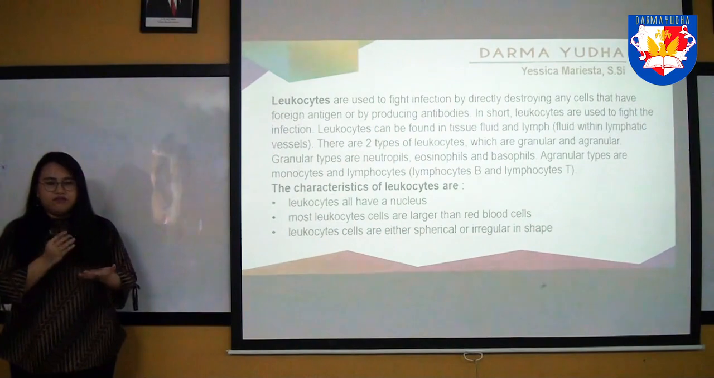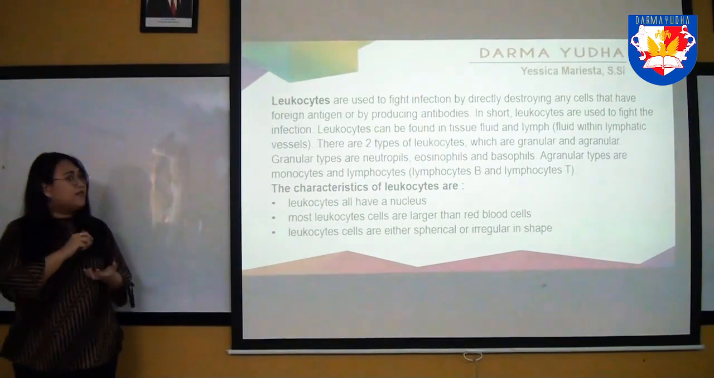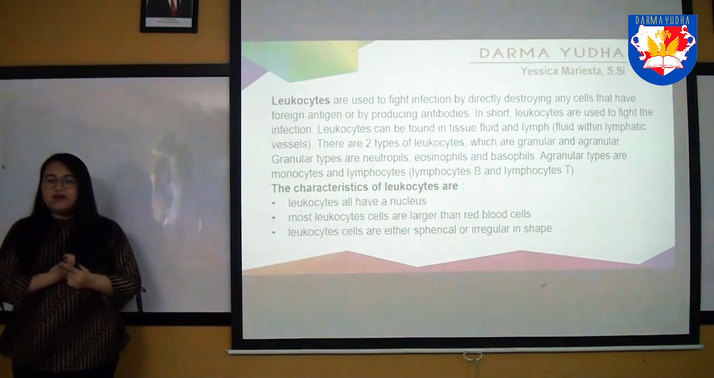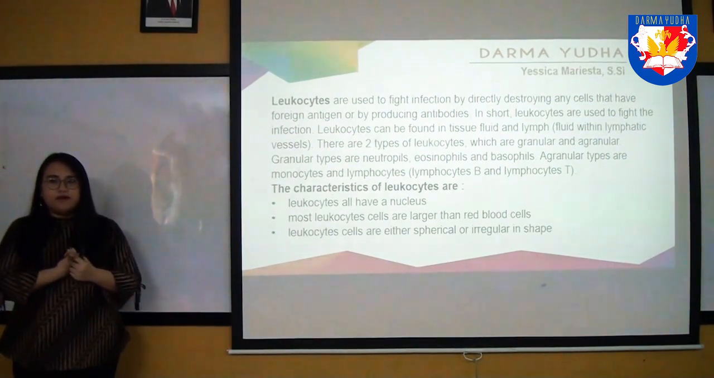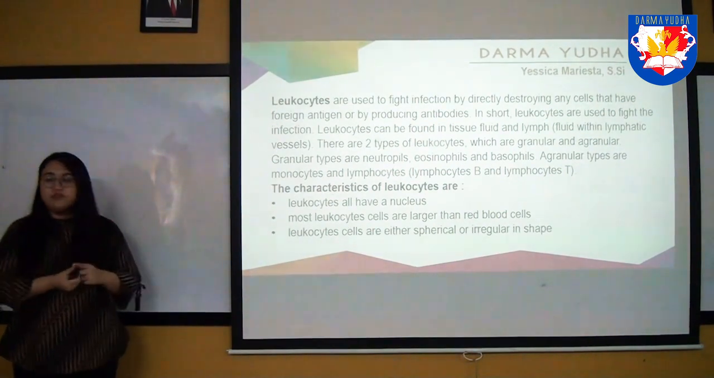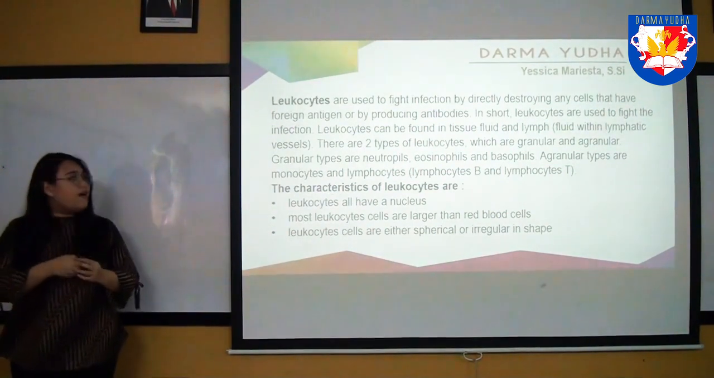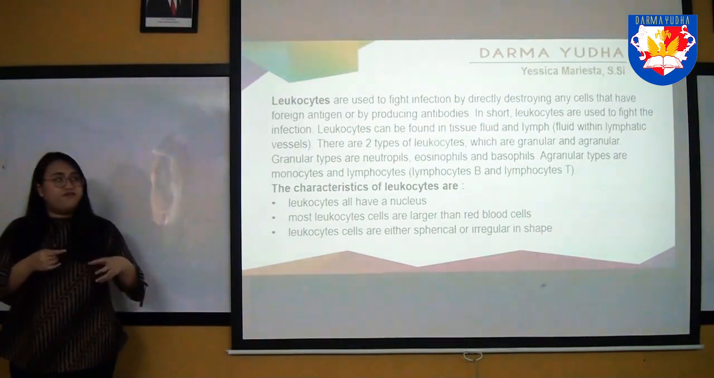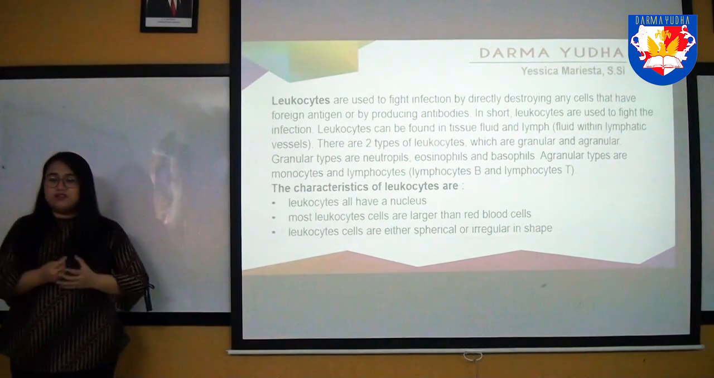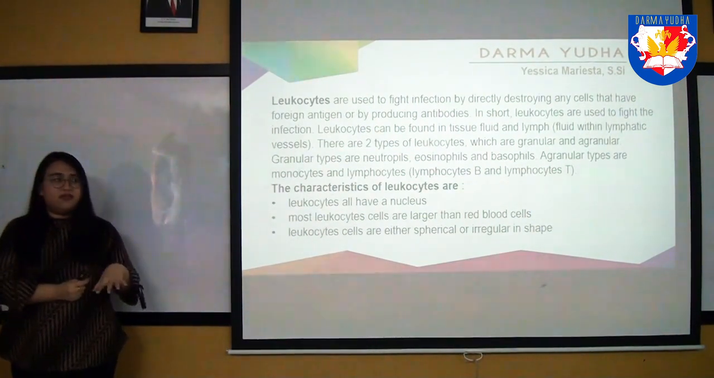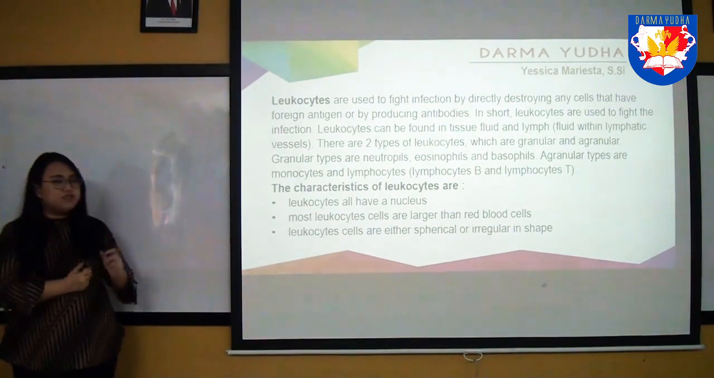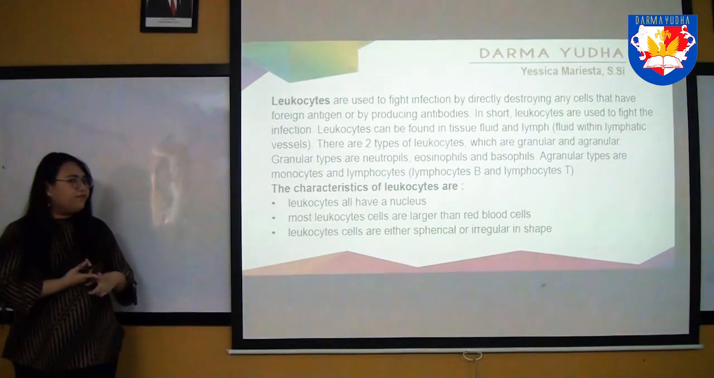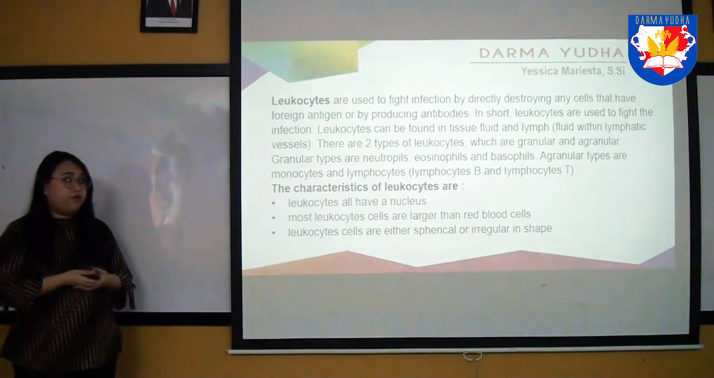Leukocytes can be found in the tissue fluid and in the lymph, and there are two types of leukocytes, the granular and the agranular. The granular ones are divided into neutrophils, eosinophils, and basophils. The agranular ones are divided into two, the monocytes and the lymphocytes. Lymphocytes are also divided into two, lymphocyte B and lymphocyte T. The characteristics of lymphocytes are, firstly, they all have a nucleus. They are bigger than erythrocytes, and their shape can be irregular or spherical.